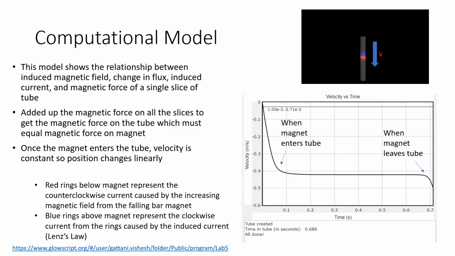And then once the magnet enters the tube, we can see on the right side of the graph that it's no longer just having gravity acting in that negative y direction, so it levels off with a constant velocity. And then as it leaves the tube, we only have gravity again, so then it's going to fall again with acceleration.